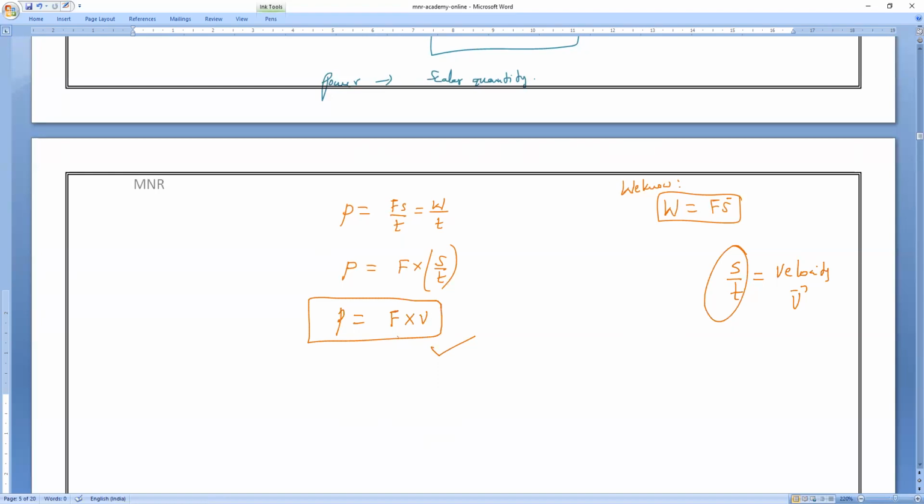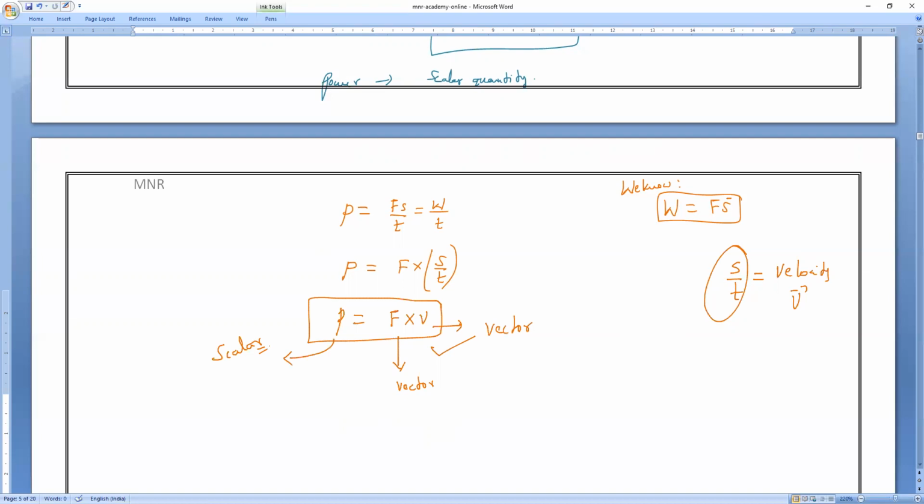Now here, if you notice, force is a vector quantity. Velocity is also a vector quantity. But power is a what? Scalar quantity. Power is always a scalar quantity.